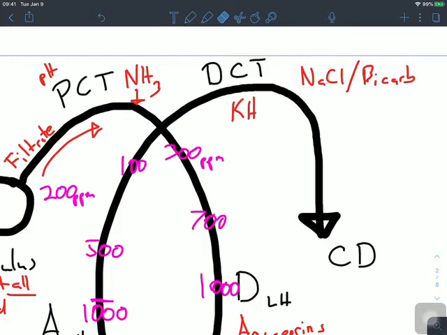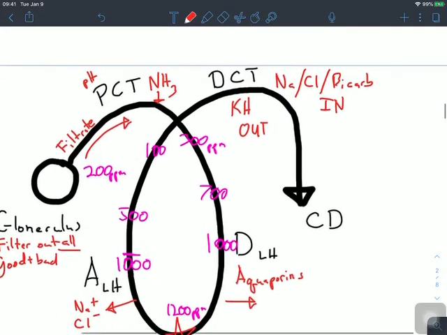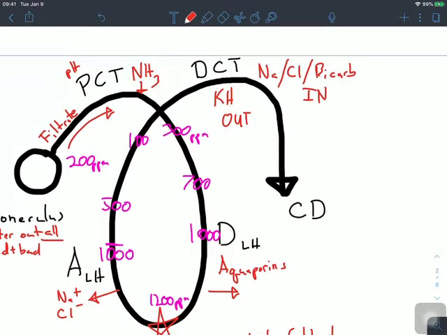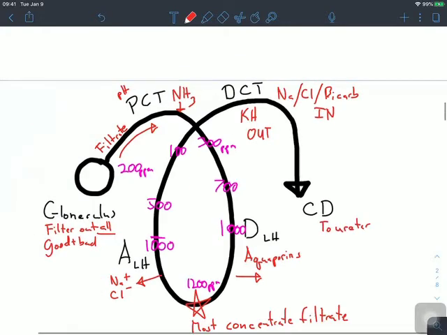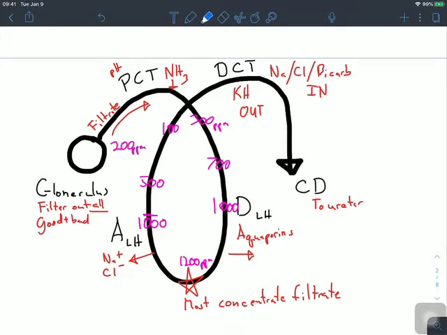Let's make this a little neater. My neatness always can use all the help it can get. So those things coming back into the body, potassium and hydrogen going out. And then the collecting duct goes off to the ureter. And so this is my little cartoon.